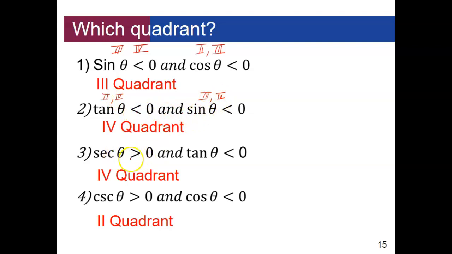Secant is positive, the same place as cosine is positive, which is 1 and 4. Tangent's negative, as we just said above, in the second and fourth quadrants. So the fourth quadrant would satisfy both of those. Cosecant is positive, the same places that sine is positive, and sine's going to be positive in the first and second quadrants. Cosine is negative in the second and third quadrants. So the second quadrant is going to satisfy this.